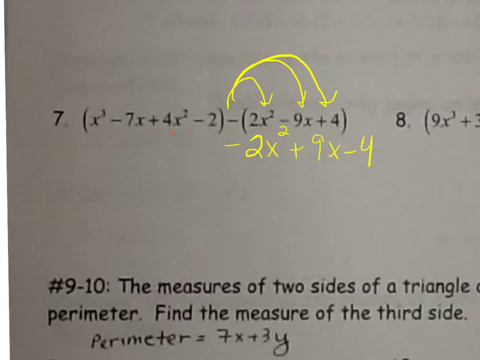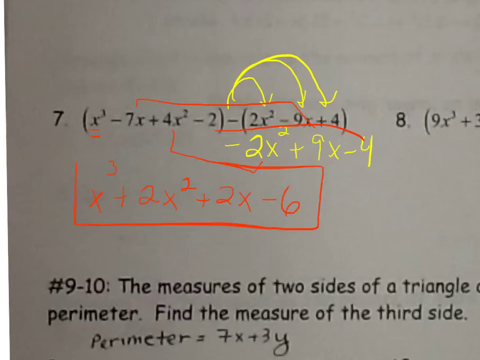So 4x squared minus 2x squared, that would be 2x squared. My x cubed out here all by itself, it's just going to stay by itself. There's nothing else it can join. Then if I look at my x's, negative 7x plus 9x is 2x. And then negative 2 minus 4 is negative 6. All right, so you're combining like terms all the way.